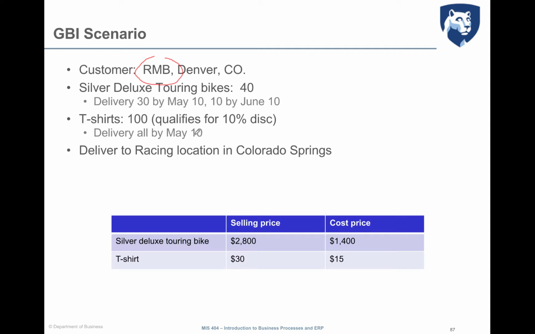Once the sale is in place, RMB requests information on pricing, shipping cost, and discount, and GBI creates a quotation and then starts the sales process in order to satisfy this order from RMB.